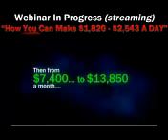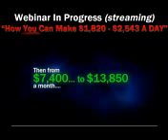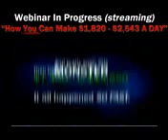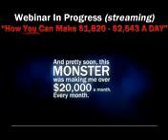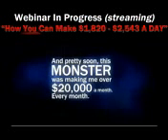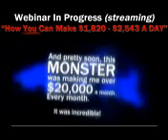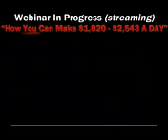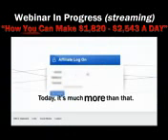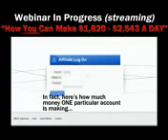Then from $7,400 to $13,850 a month. It all happened so fast. And pretty soon, this monster was making me over $20,000 a month, every month. It was incredible, and I'd only scratched the surface. Today, it's much more than that. In fact, here's how much money one particular account is making.